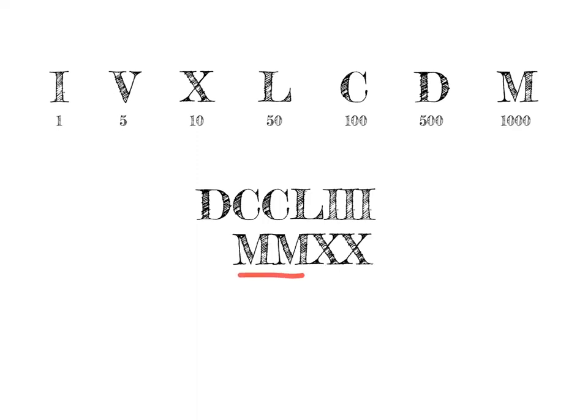There's the 2000 and there's the 20. All you have to do is add them together. But here's the catch. You can only use Roman numerals. Don't convert these Roman numerals into regular numbers, add them together, and then convert them back.